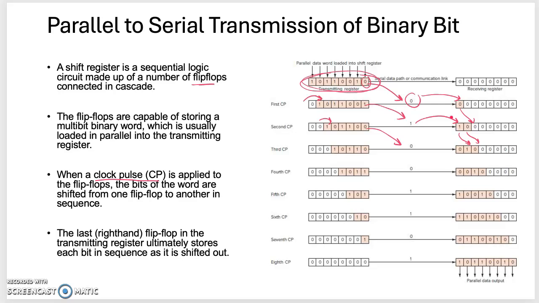It doesn't disappear. It has to end up somewhere. So just push it to the right place, right? So the last right-hand flip-flop in the transmitter register ultimately stores each bit in sequence as it is shifted out. Once this is full, you will get your parallel data output.